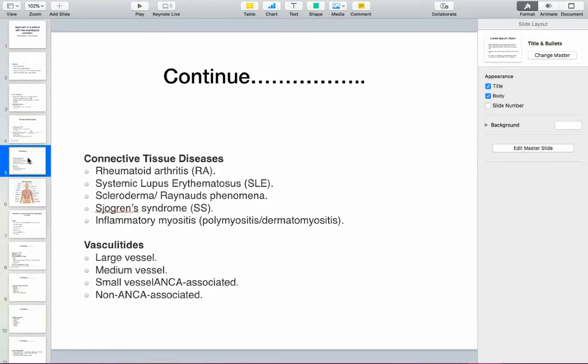Other autoimmune diseases, or systemic autoimmune diseases, are connective tissue diseases like rheumatoid arthritis, systemic lupus, which I think you had in both lectures, Sjogren's, as well as inflammatory myositis. Whoever is interested can read about them in the summertime, but I don't think you are going to have them as part of the curriculum next year. But you are going to have the vasculitides: large vessel, medium vessel, small vessel, as well as ANCA versus non-ANCA associated vasculitis.